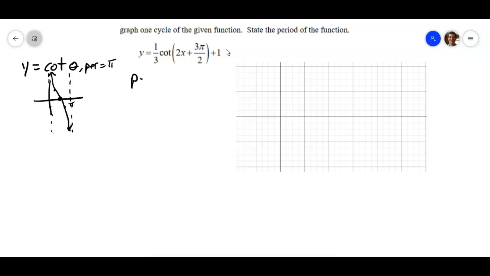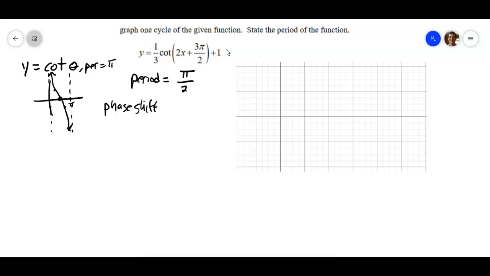Let's do the period. The period is normally pi. Divide that by the coefficient of omega, in this case the 2, and this one's period is pi halves. The phase shift. The phase shift is whatever makes the inside of the function equal to 0. You could factor to see it a little more clearly, or you could just set it equal to 0. I would leave that up to you.